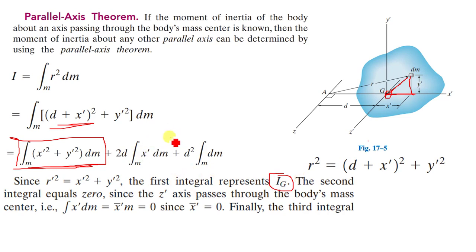Why do we say this is equal to 0? Since the z prime axis passes through the body's mass center, so when you take the limits, the final limit and the initial limit, the limit which is supposed to be here and the initial limit that is supposed to be here, when you find the upper limit and the lower limit and replace them in the integral, you eventually find 0 as your answer.